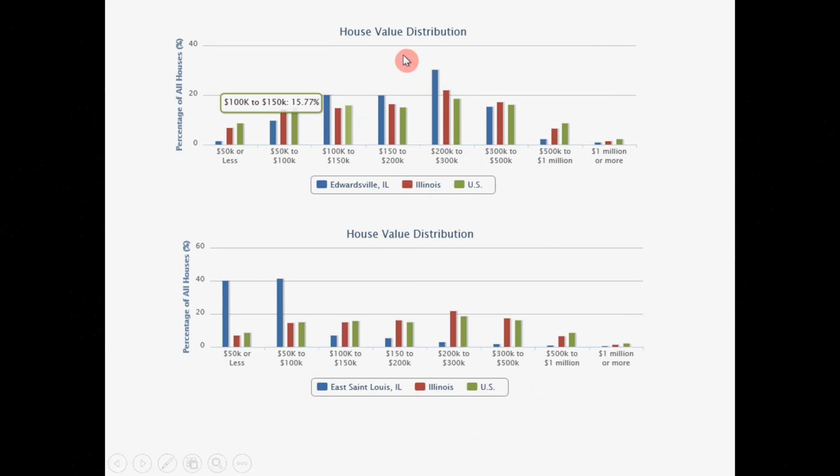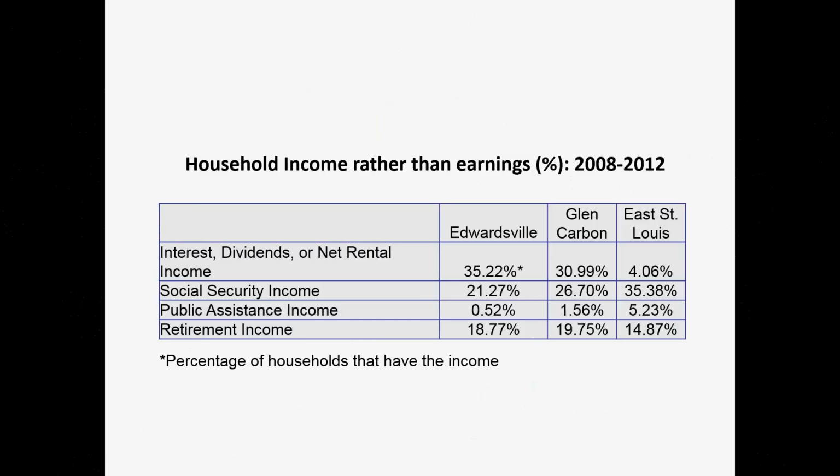House value distribution works the same way. Edwardsville is higher than average in the middle income, middle housing value region, but the East St. Louis area is higher than the state and national average in the lower house value distribution portion. So that gives you a clear contrast.